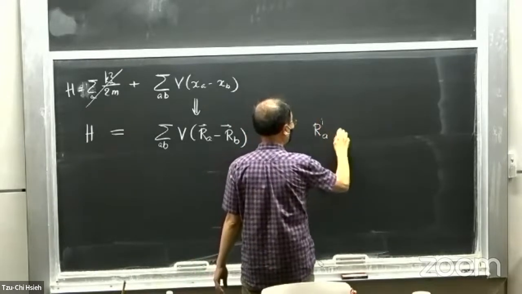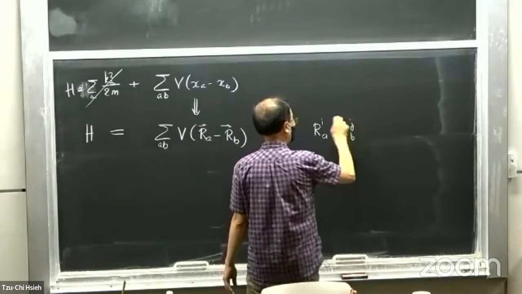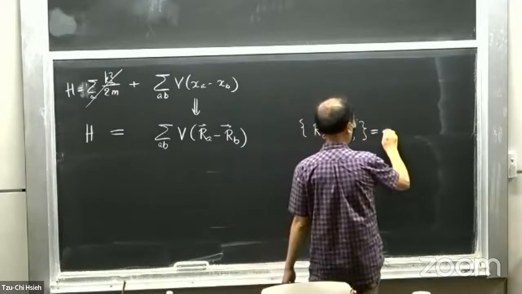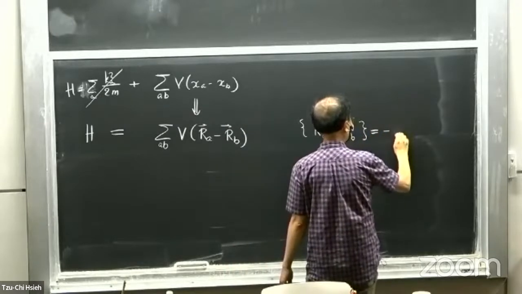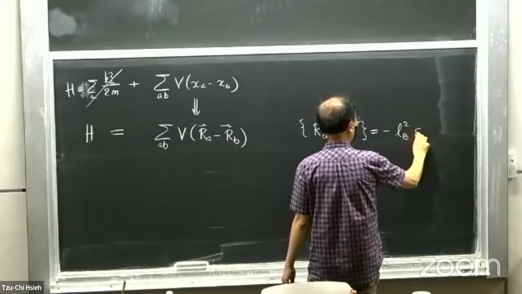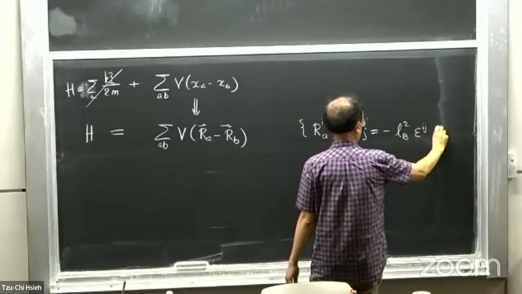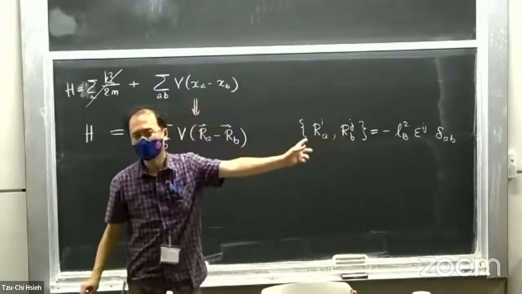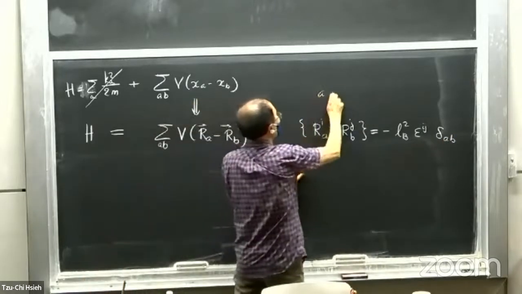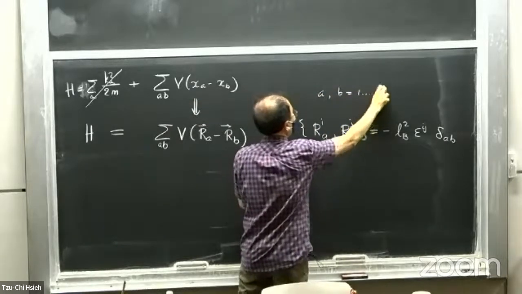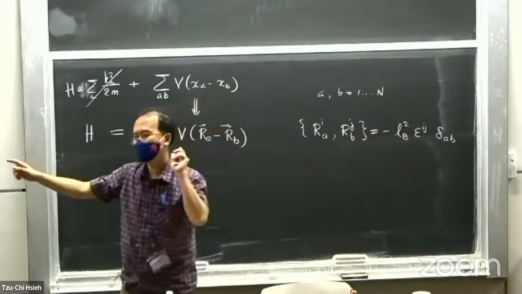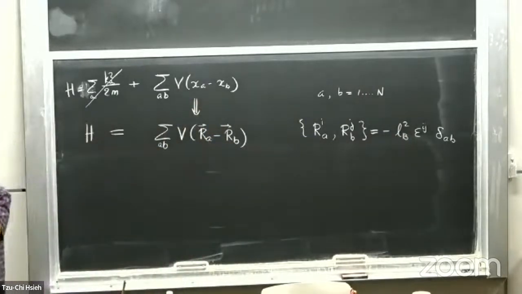So if we have two guiding centers, R_i and R_j, last time we derived something like the commutator equals minus l_B squared epsilon_ij. Now we also have delta_AB. We didn't have delta_AB last time because we were talking about the same particle, but here A and B are the indices of the particle. So the coordinates of two different particles commute, while two coordinates of the same particle have this commutation relation.